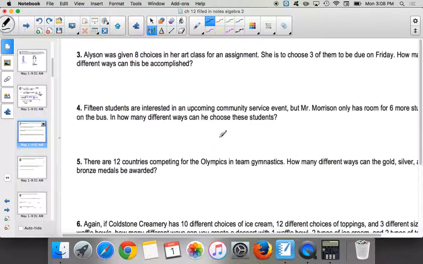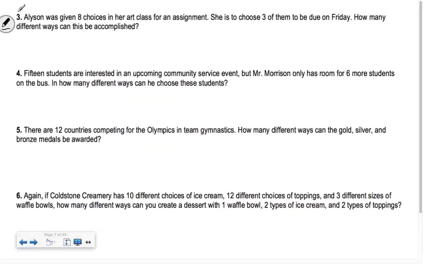So Allison was given 8 choices in her art class for an assignment. She is to choose 3 of them, all to be due on Friday. How many different ways can this be accomplished? So is it a permutation or is it a combination? Does the order matter or does it not matter? It doesn't matter. Why does it not matter for Allison? They're all due on the same day, right? It's not like you're saying this one's due Friday, this one's due Monday, this one's due Tuesday. She's turning them in as a group all on the same day. So this is going to be a combination where we do 8 choose 3.